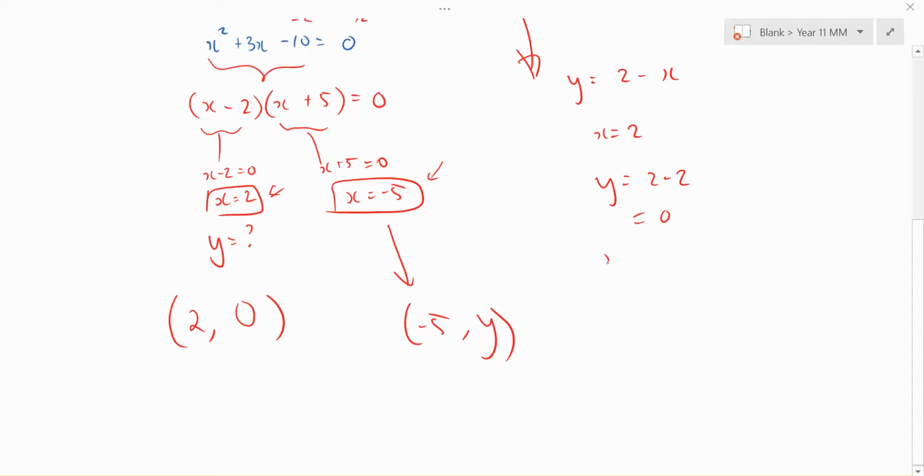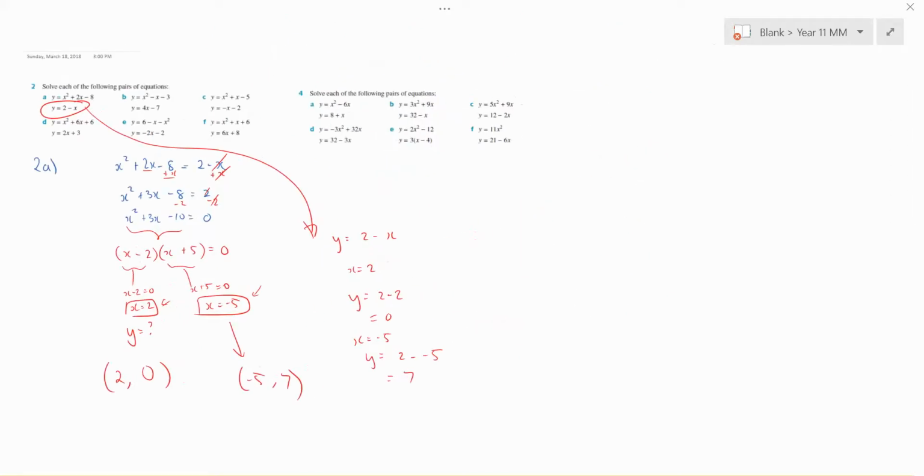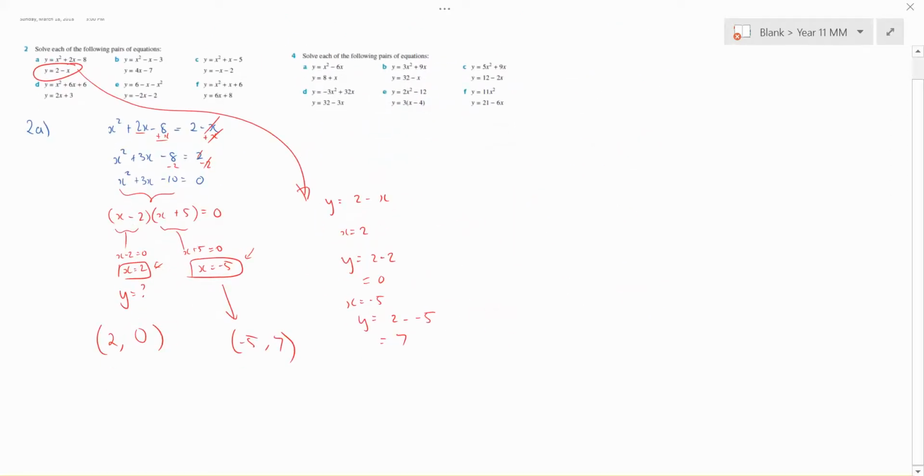And the other one is when x equals negative 5, then y is equal to 2 minus negative 5, which is 7. So this coordinate is (-5, 7). Those are my two points, that's how I solve for it. I get my intersections.